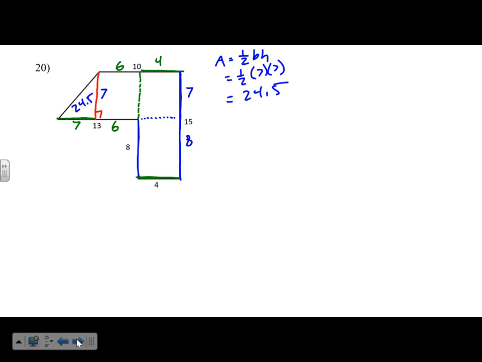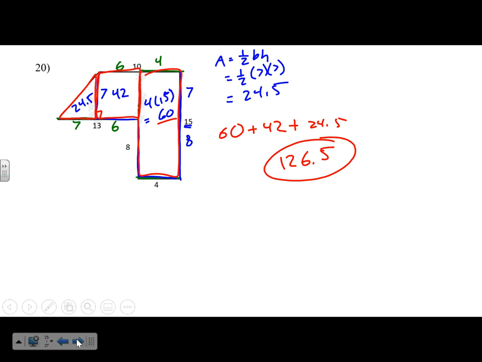Now, everything else is rectangles. And so, again, it all depends on how you want to do this. There's several different ways. I know this side is 6. This side is 7. So that multiplied is 42. I would then use the whole rest of it in one big rectangle. So we have 4 and 15. That whole side is 15. So 4 times 15 is 60. So 60 is the big rectangle, this part. 42 is this other little rectangle here. And 24.5 is the triangle here. So 60 plus 42 plus 24.5 is 126.5.